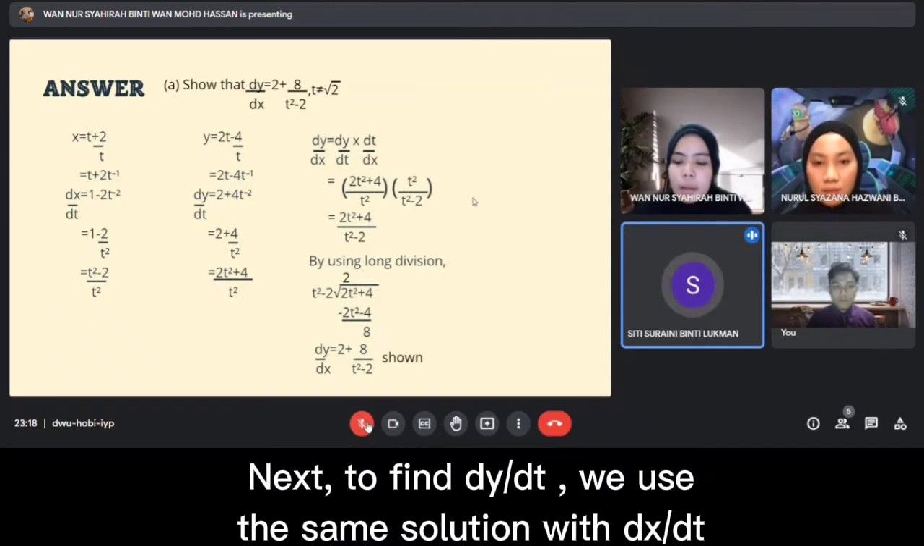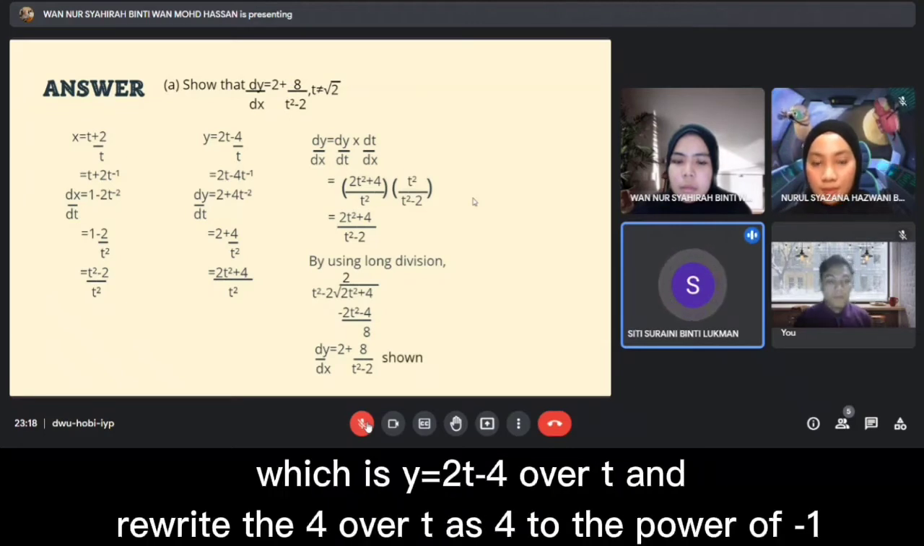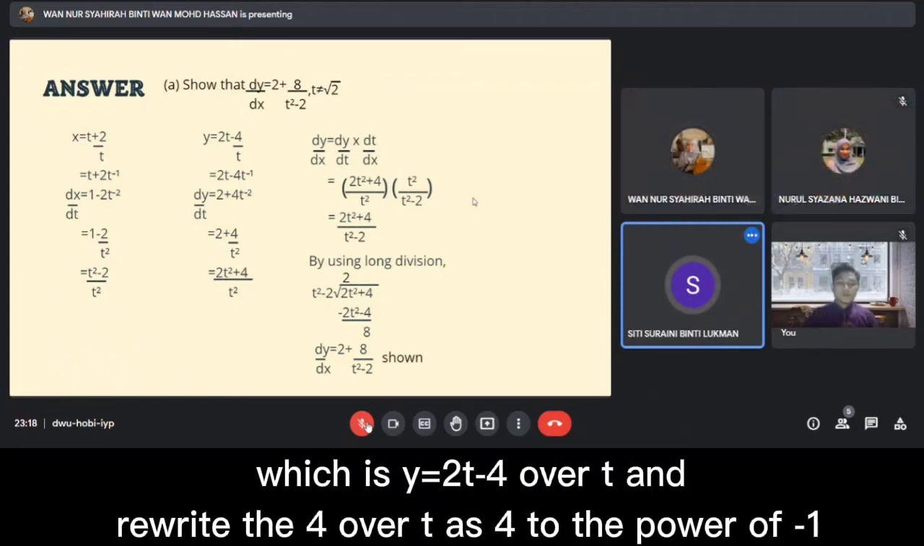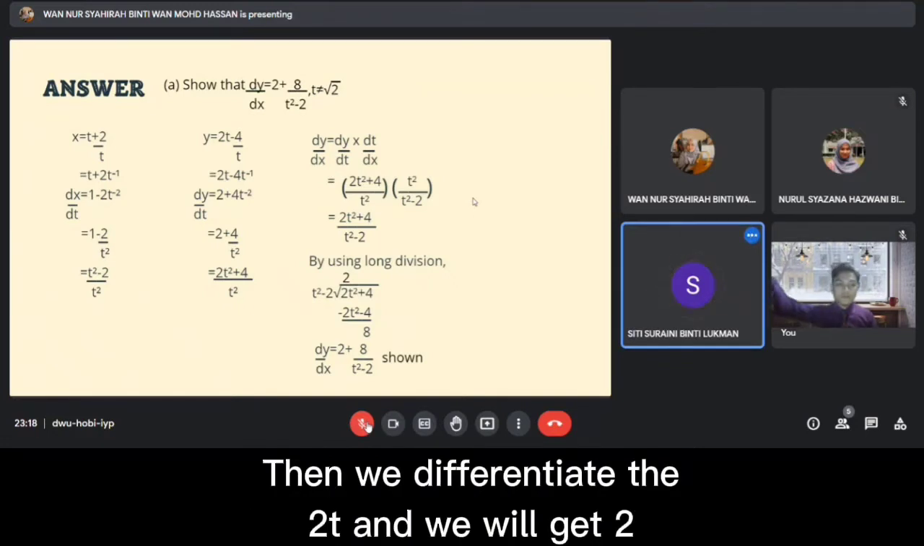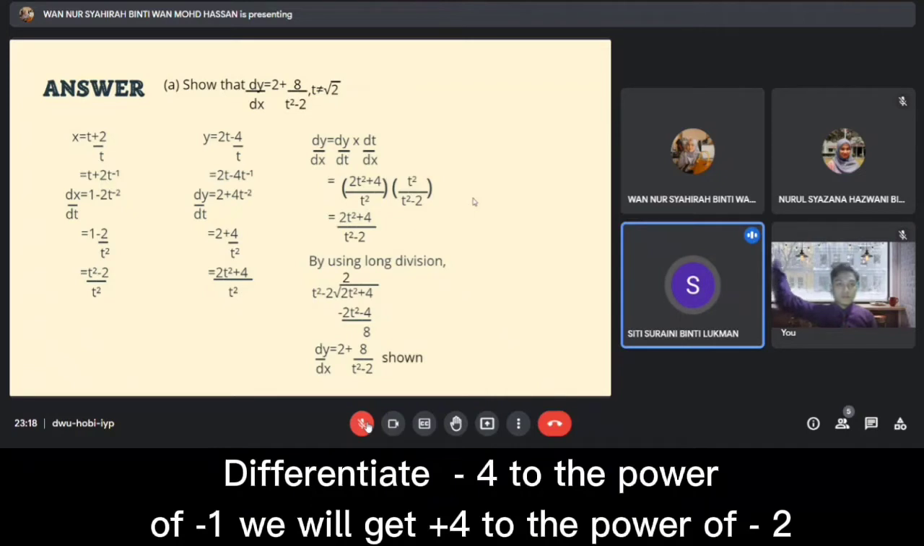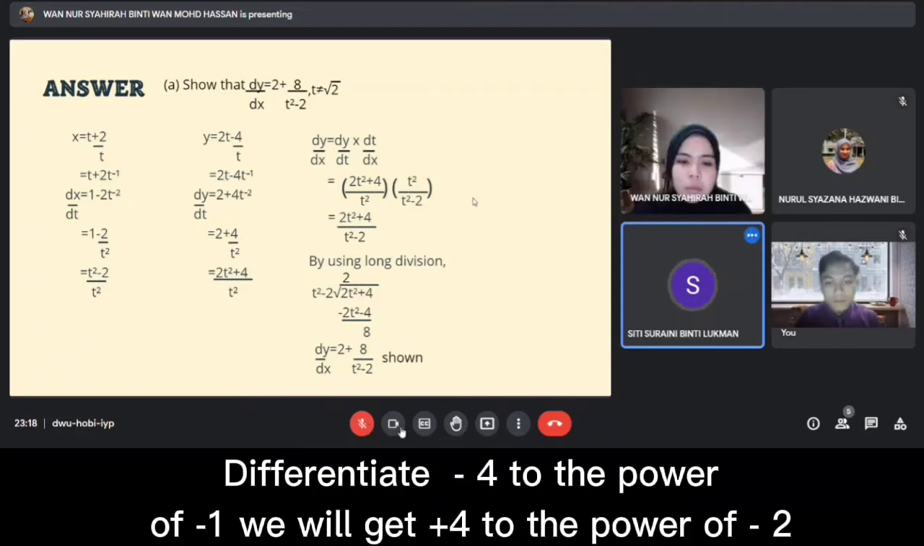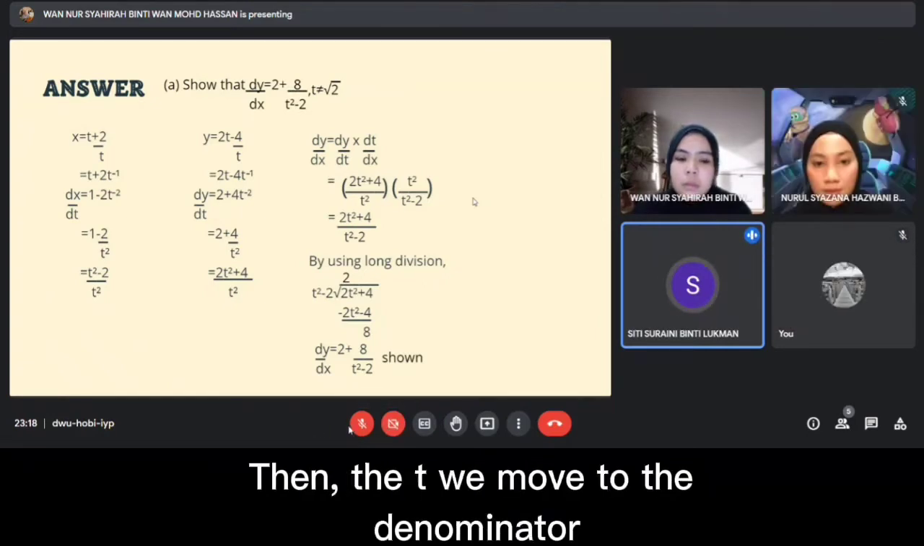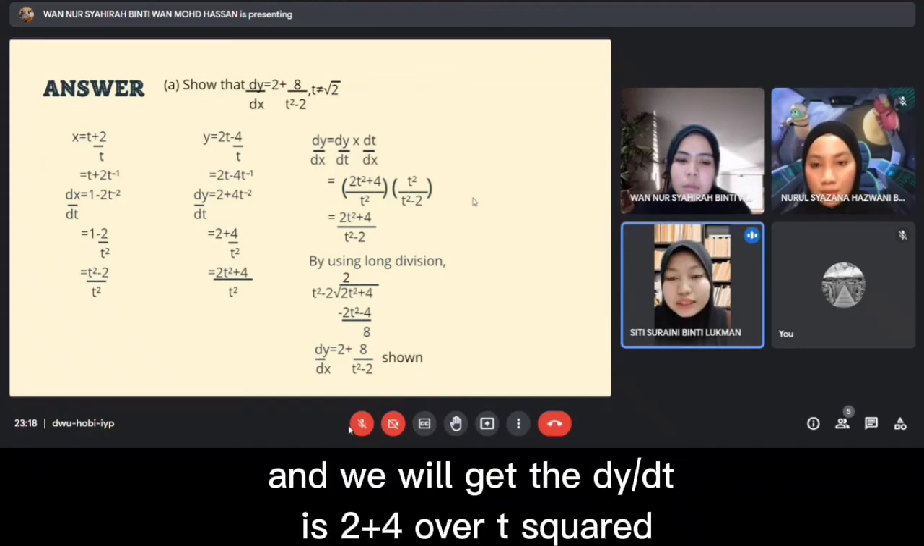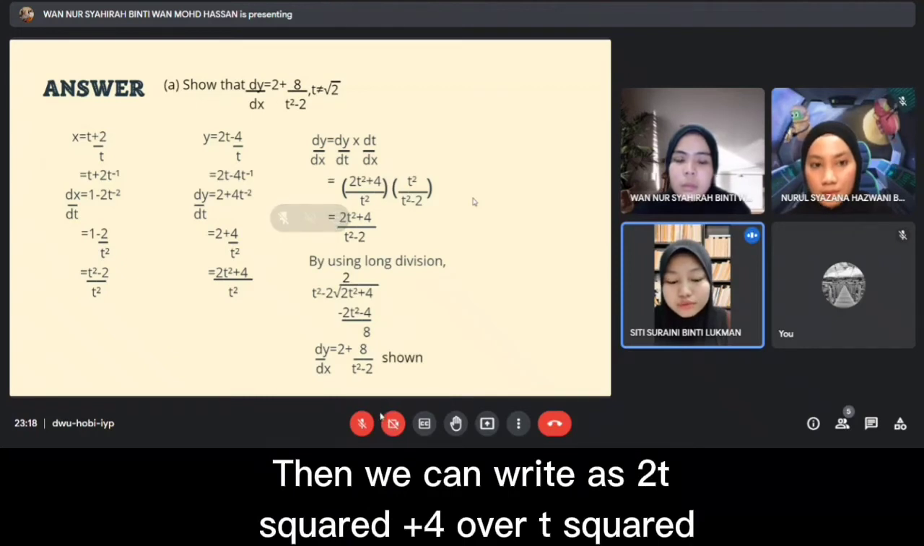Next, to find dy/dt, we use the same method as dx/dt, where y equals 2t minus 4 over t, and we write 4 over t as 4t to the power of negative 1. Then we differentiate 2t and we get 2. Differentiate negative 4t to the power of negative 1, we get plus 4t to the power of negative 2. Then we move to the denominator and we get dy/dt is 2 plus 4 over t squared. Then we can write it as 2t squared plus 4 over t squared.